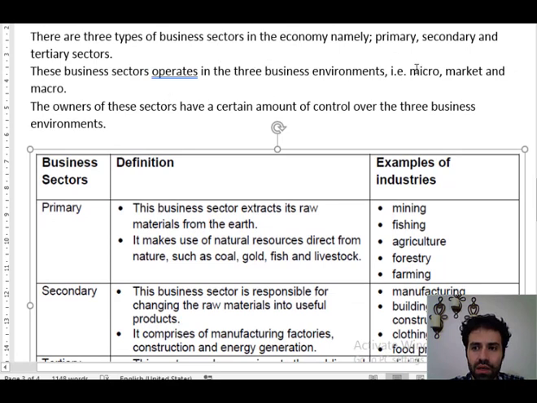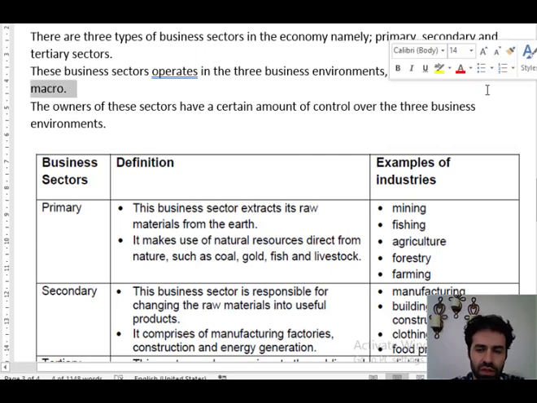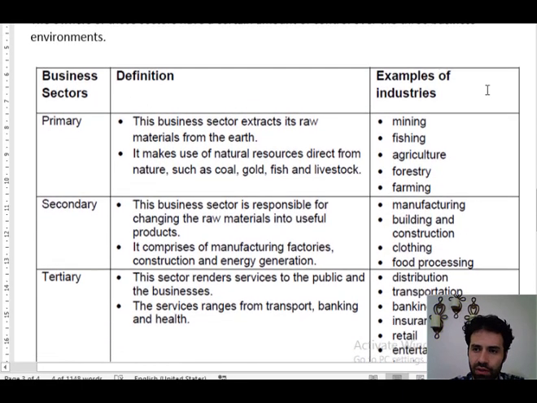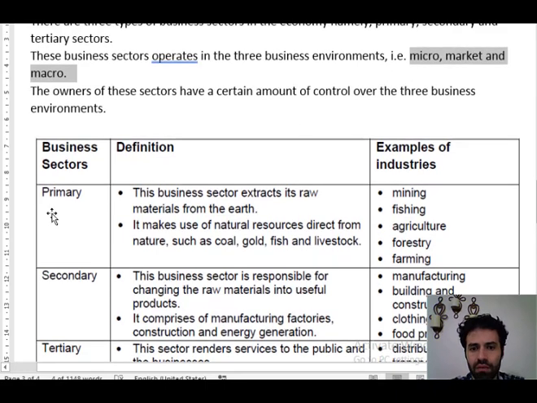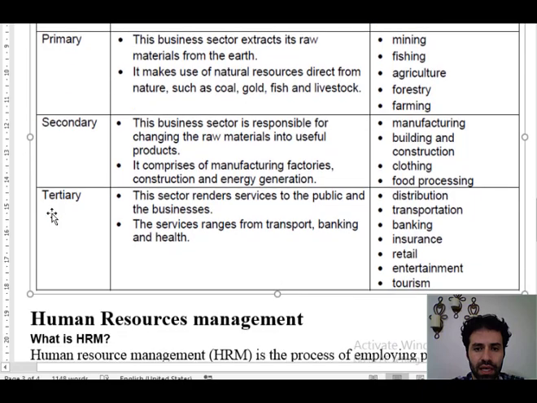The business environments are micro, market, and macro, which we do not go through in detail in the summary file, just know their names. These are the business environments, but the business sectors are in this chart: primary, secondary, and tertiary.